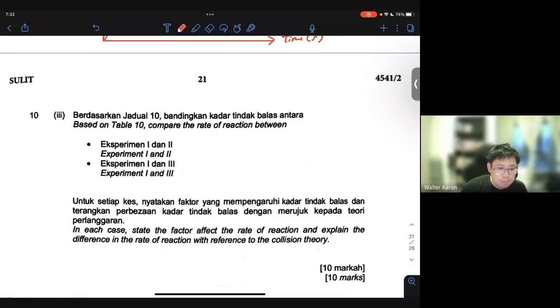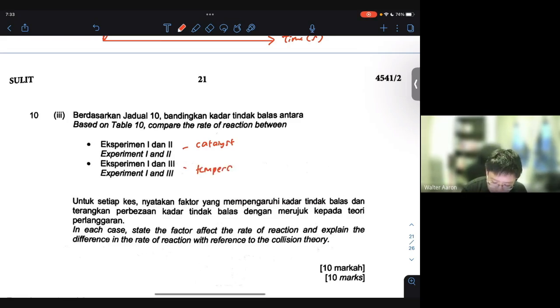All right, let's go to question number 10. Based on table 10, compare the rate of reaction between experiment 1 and 2 and experiment 1 and 3. So we've got 2 separate experiments to compare. The first one, experiment 1 and 2, is actually about catalysts, to compare the presence of catalysts. While the other one we're going to compare in terms of temperature.